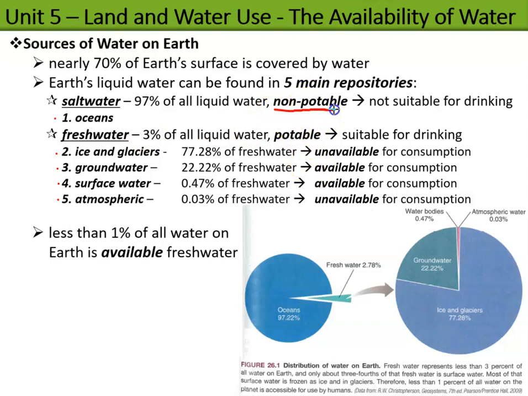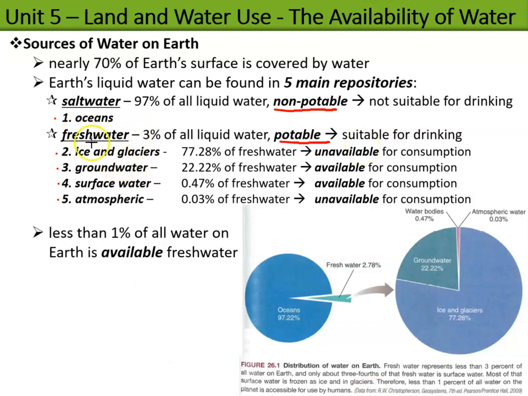This water is non-potable. In other words, it is not suitable for drinking. So it's not really a usable source of water for things like human consumption or livestock consumption or even for irrigation, because salt water is not good for crops. So only 3% of all liquid water on Earth is actually fresh water and is therefore potable, or suitable for drinking or agricultural applications.